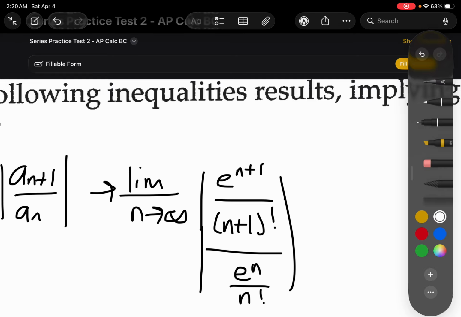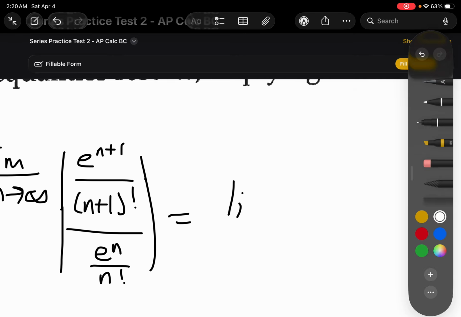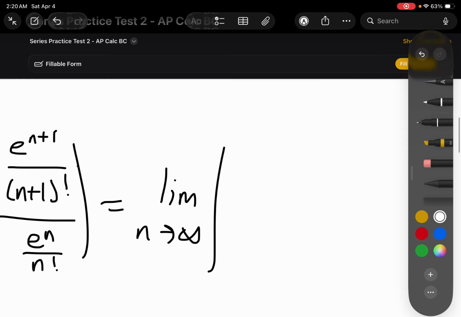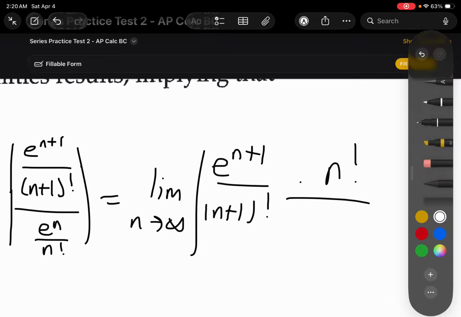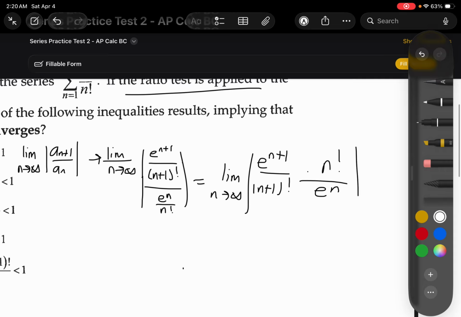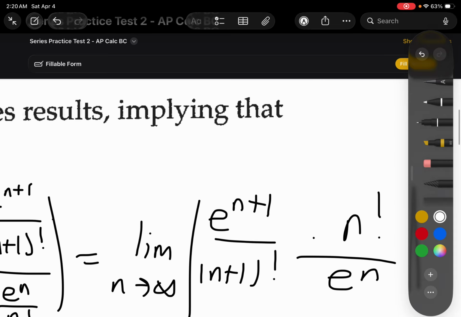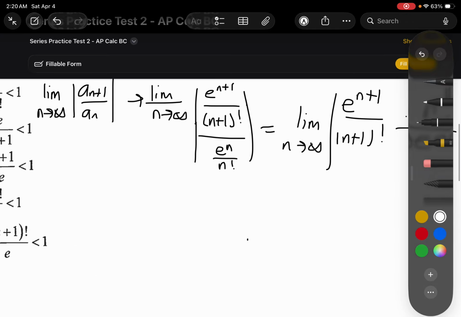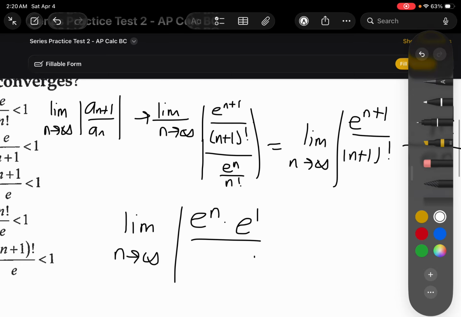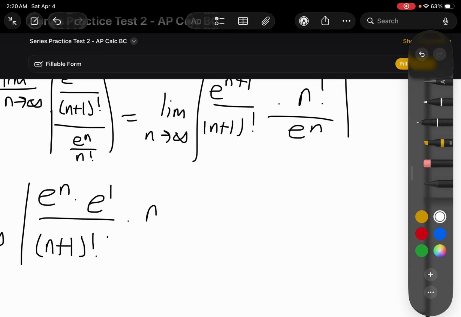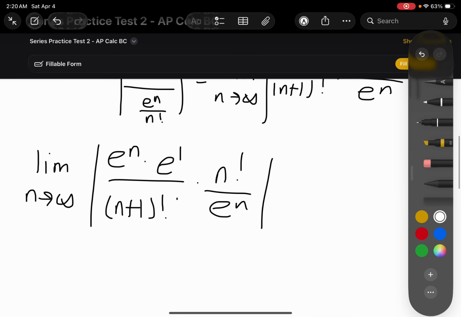Since we're dividing fraction by fraction, we can just rewrite that as a reciprocal. So it's going to be e to the n plus 1 over n plus 1 factorial times n factorial over e to the n. And then we can rewrite this as e to the n times e to the 1 because of properties of exponents from algebra 2. So it's going to be e to the n times e to the first over n plus 1 factorial times n factorial over e to the n. These cancel out.